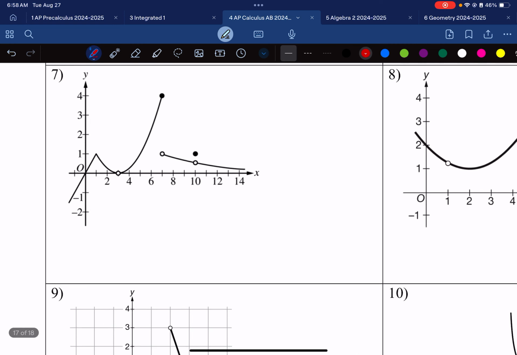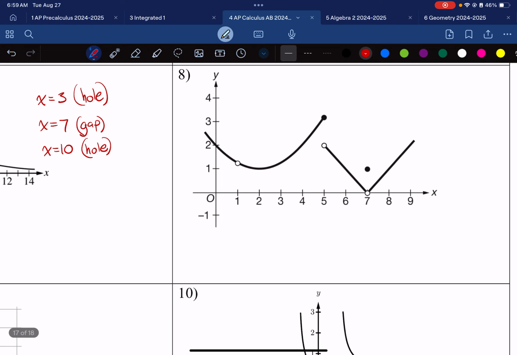All right, number 7, what do we have? Let's circle them. It looks like I have a hole, a gap, and a hole, and there are no ends on this one. So this is going to be x is equal to 3, x is equal to 7, and x is equal to 10. So we have a hole, we have a gap, and we have another hole.